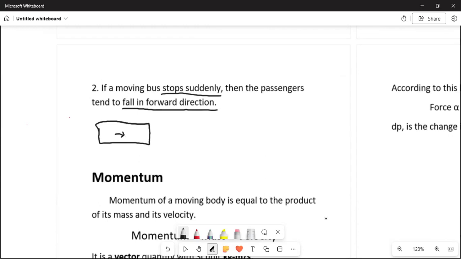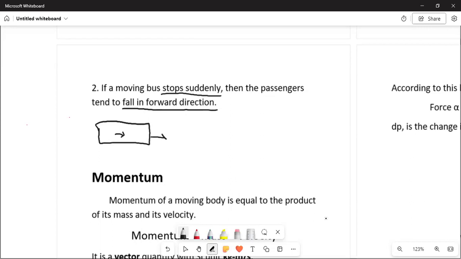Why does this happen? Because now the bus has stopped its motion, but along with the bus, the passengers sitting in the bus were also in motion. In this case, only the bus stops its motion, but the people sitting inside the bus will continue their motion and they will feel a jerk in the direction of the motion.